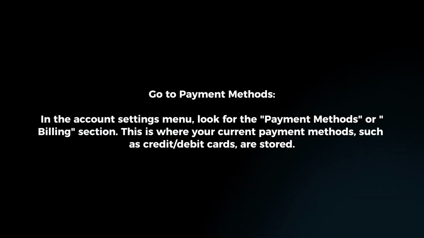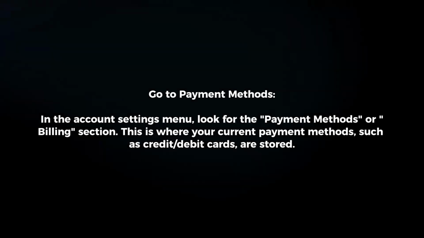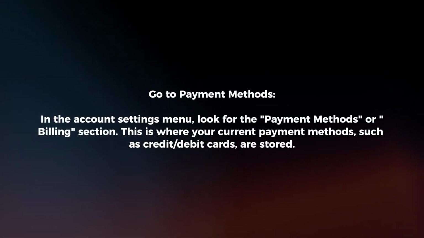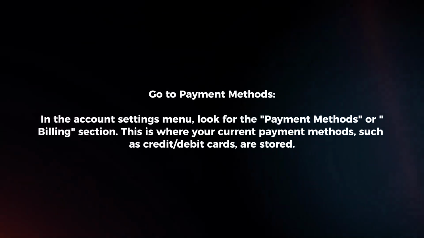Go to Payment Methods. In the Account Settings menu, look for the Payment Methods or Billing section. This is where your current payment methods, such as credit or debit cards, are stored.